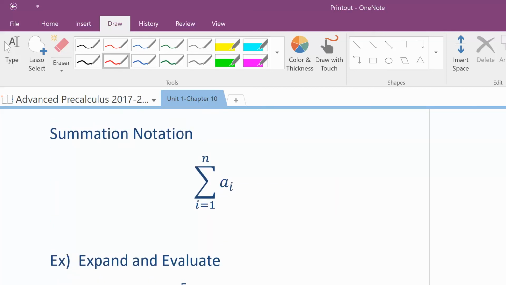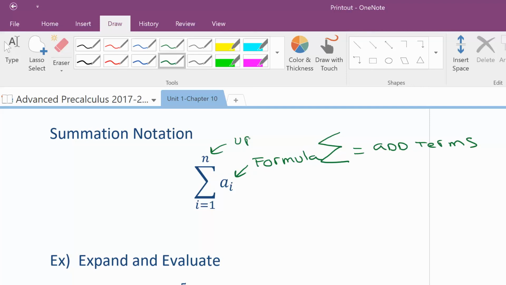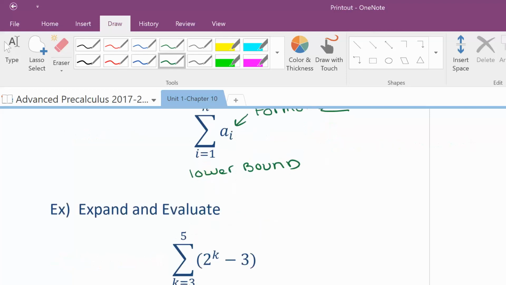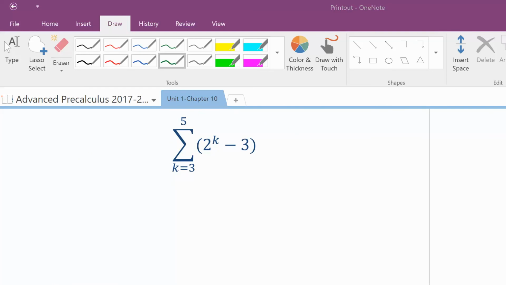Summation notation. So, summation notation, this means you're going to add the terms that you find. So here's the formula. This is the upper bound, and this is the lower bound, meaning the lower number that you put in. So, to give you an example, here, starting with the number 3 and ending with the number 5, we're going to put numbers into this formula and then add them up.